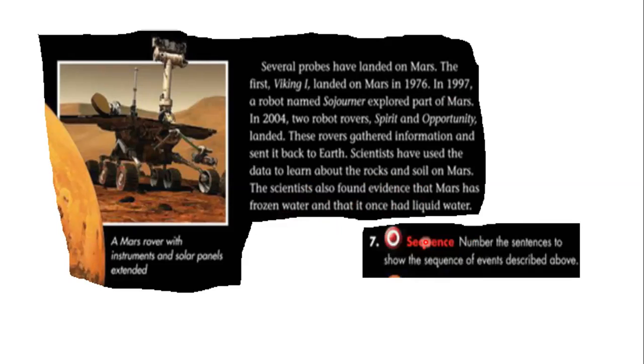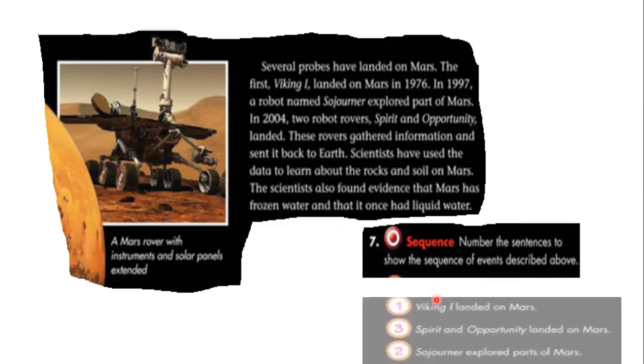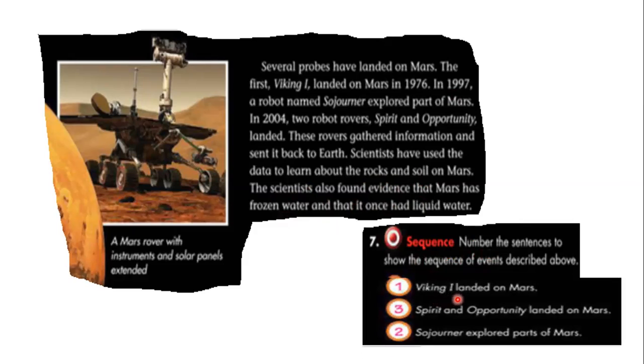Now, question number 7, who can number the sentences? Number the sentences to show the sequence of events described above. Viking landed on Mars. Then, Sojourner explored parts of Mars. Then, number 3, Spirit and Opportunity landed on Mars.